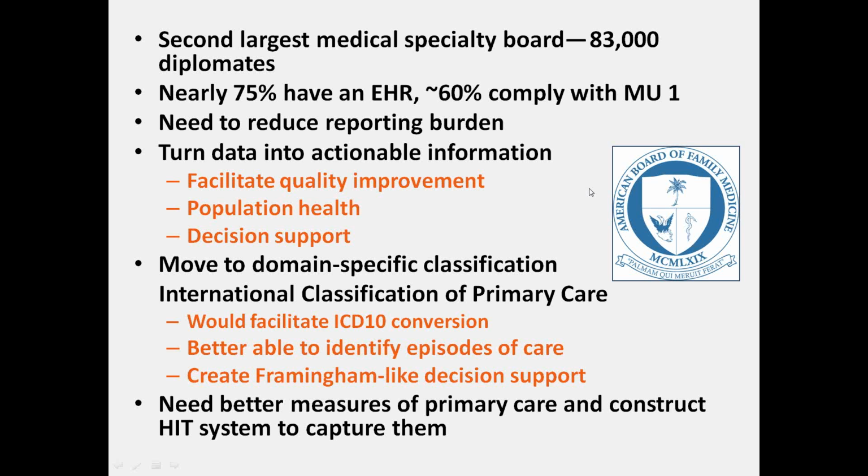And then finally, under actual information is just the capacity to use the data for decision support, particularly at the point of care. And right now, much of our data lies dormant in that regard. One of the things that we've identified that would be helpful for that, at least in primary care, would be moving to a domain-specific classification system called the International Classification of Primary Care, which would actually help the move to ICD-10, because this classification system has been mapped to ICD-10, and it can facilitate, while coding in our system, the ability to identify ICD-10 codes that correspond in a very easy fashion.